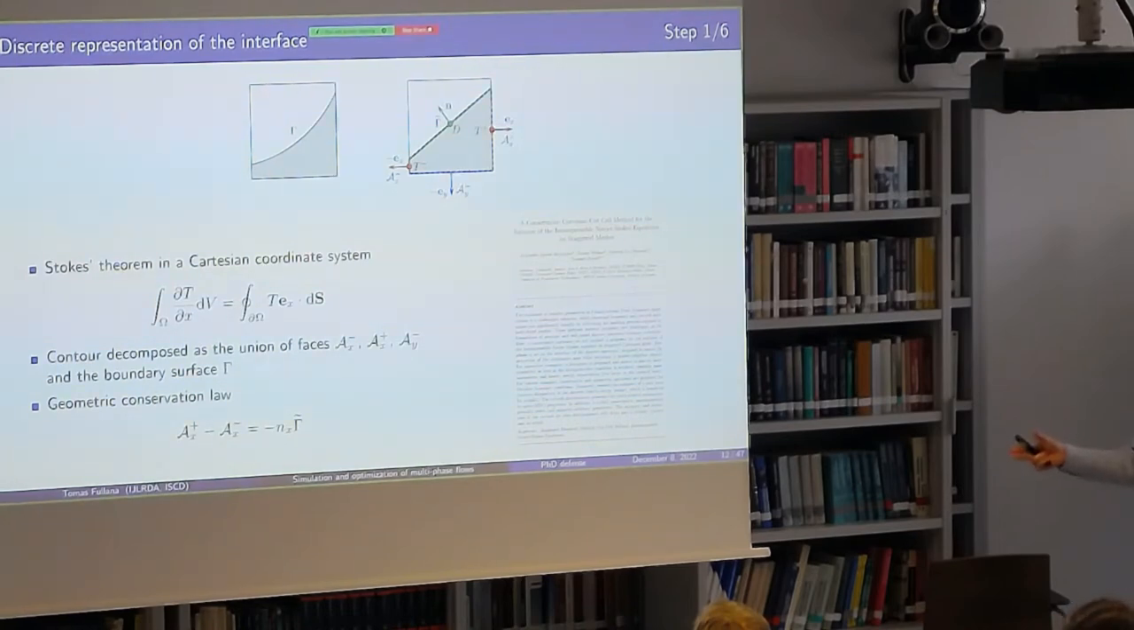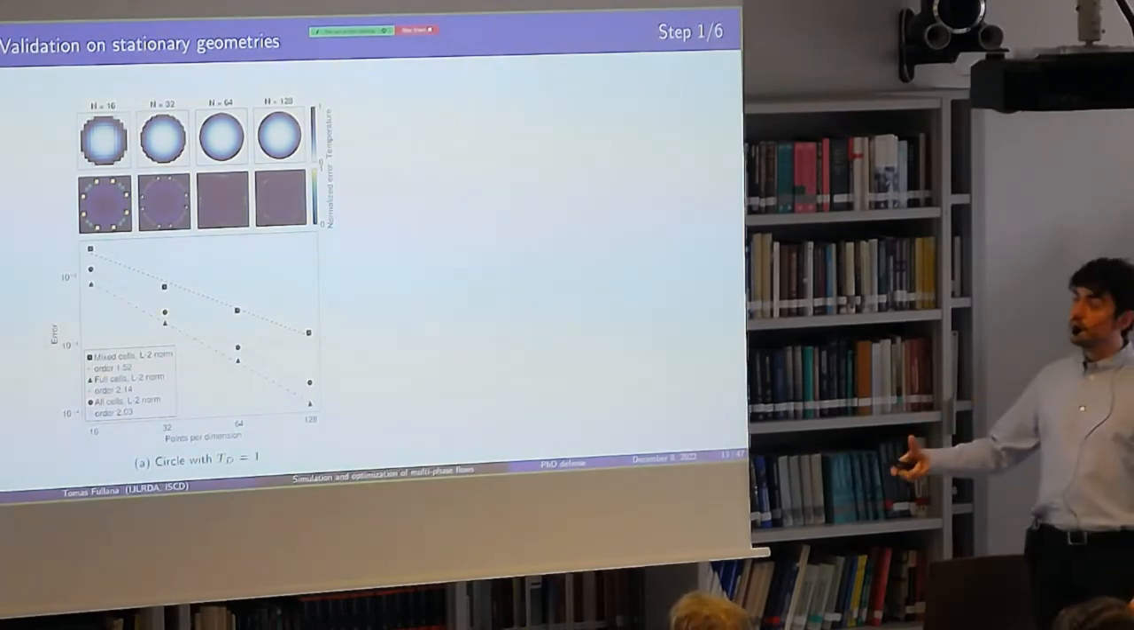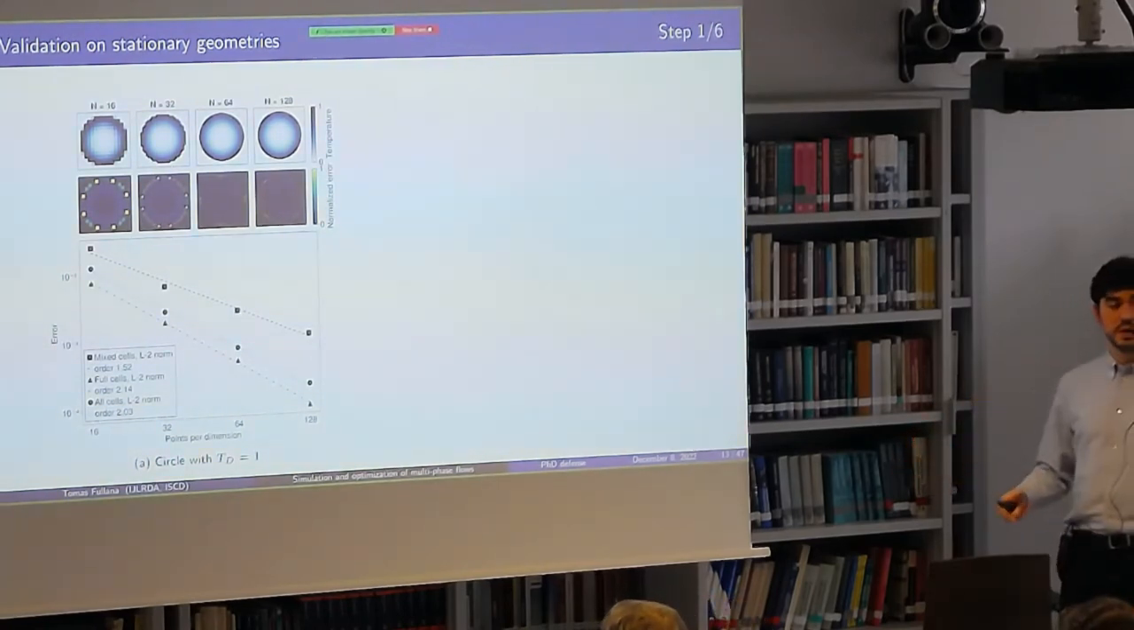I'm not going to go into details of the discrete operators and the time integration. We're basically embedding this cut cell method with a Crank-Nicolson type of scheme for the time discretization. So now I'm just going to show some validation of this scheme. Here we are solving the heat equation on a stationary geometry.